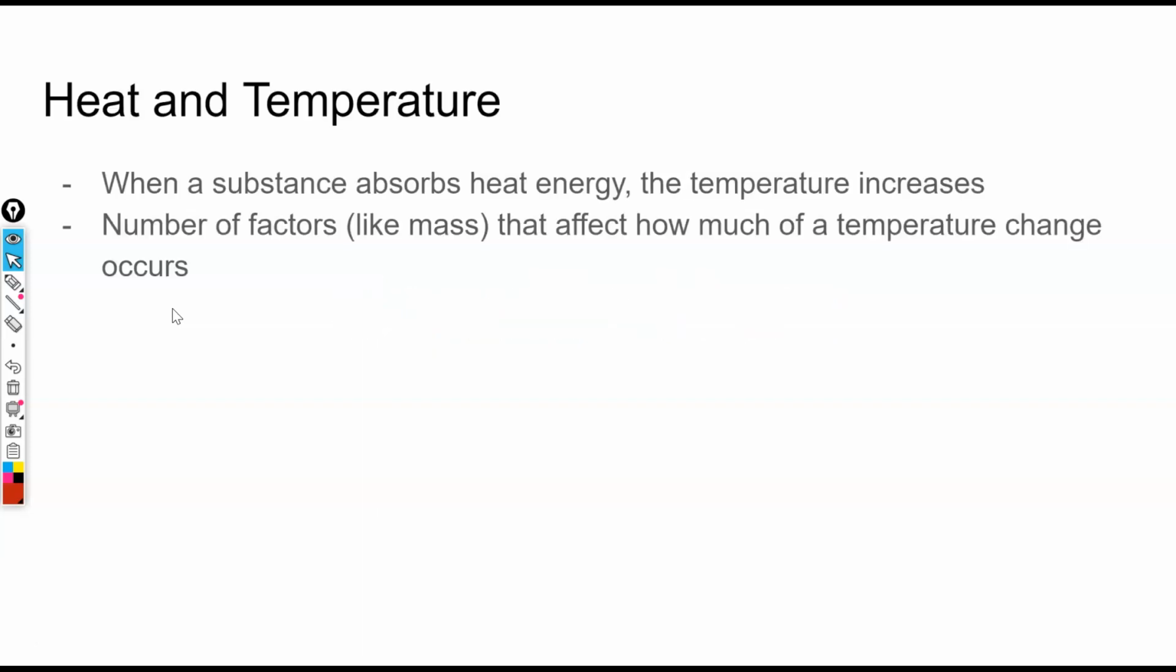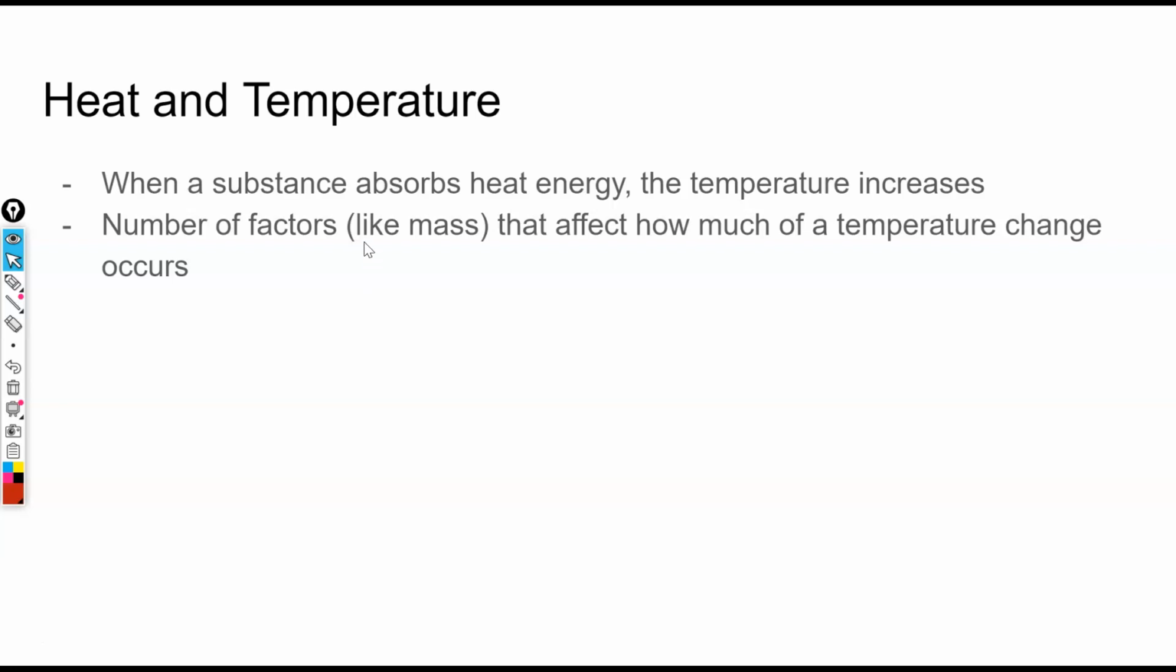So we have to first talk about heat and temperature of objects before we talk about specific heat. When a substance absorbs heat energy, its temperature increases, right? You know that from cooking things, and from things getting hotter sitting outside. It's because they absorb the energy, the molecules in them move faster, and that changes the temperature. Temperature is the measurement of the energy of the molecules. And a number of factors, like mass, affect how much of a temperature change occurs.